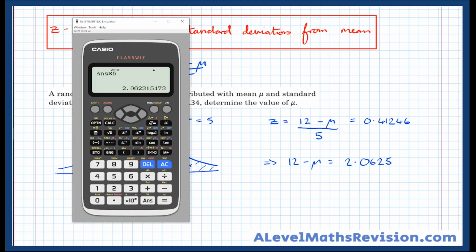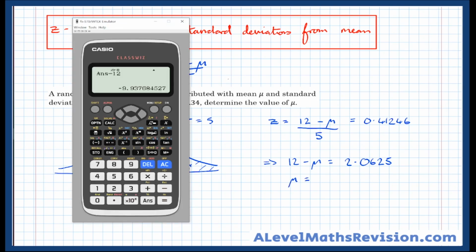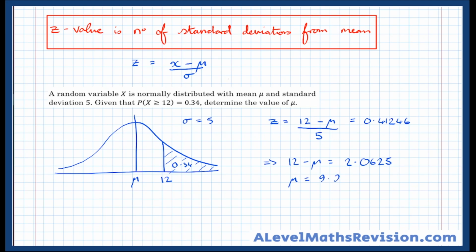Then if we take 12, we then get negative mu equals that. So mu must be the positive version of that. We've got that mu is 9.938. 9.938 is the unknown mean.